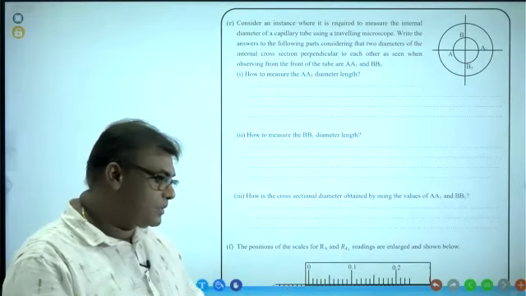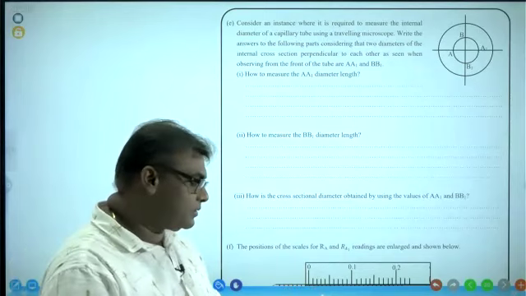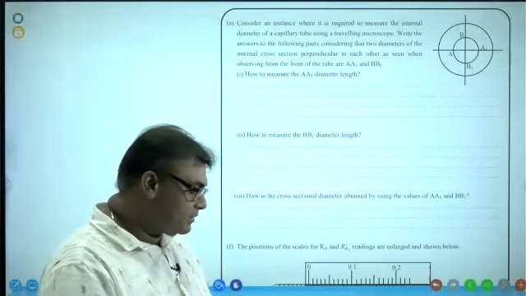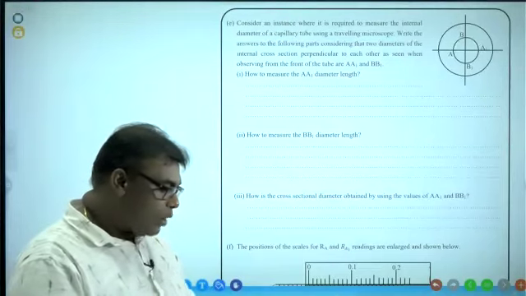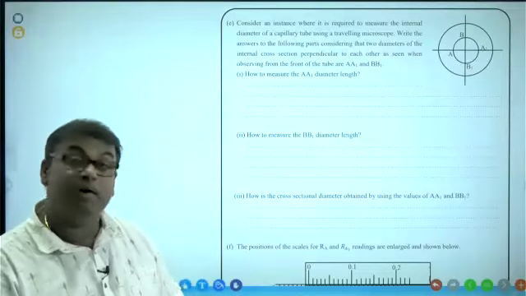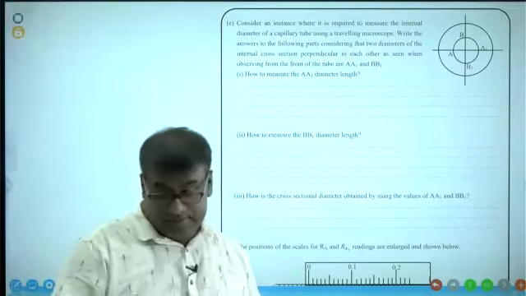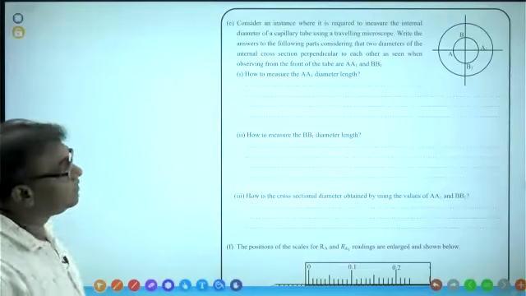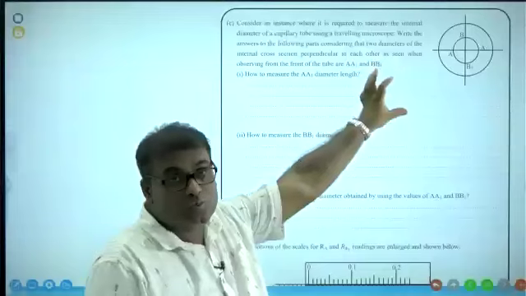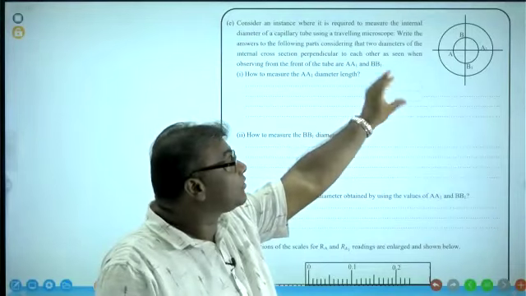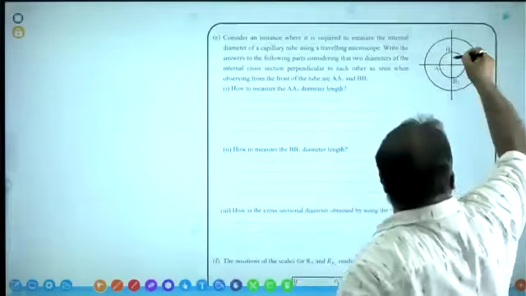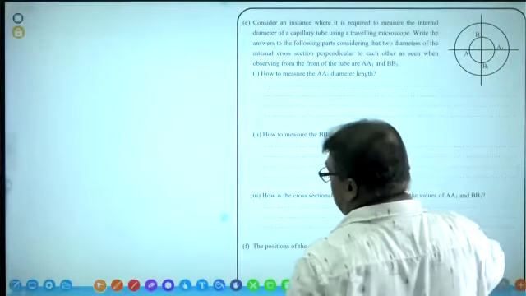How to measure AA1 diameter length? Next, how to measure BB1 diameter length? And Roman 3, how is the cross-sectional diameter obtained by using the values of AA1 and BB1? We have to manage it, right? But that is not the exact location of the cross wire and the capillary tube. This one is the capillary tube. This is not the exact position.